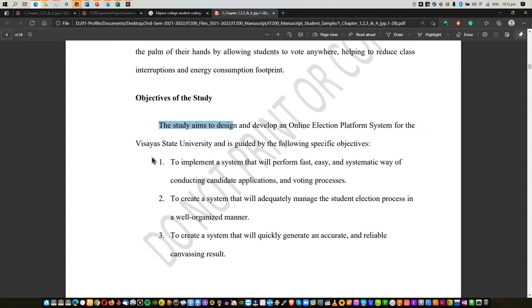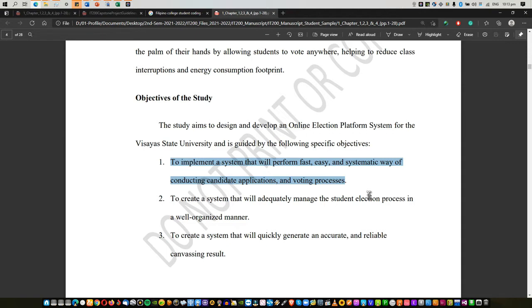So, first is to implement a system that will perform a fast, easy, and systematic way of conducting candidate application and voting process. So, make your objectives summarized, no? Unlike your pre-proposal statement, daghay mga objectives nga masuod ra sa nagunang mga objectives or sa third or fourth objectives nimo. So, imo ra tong ilangkob sila.